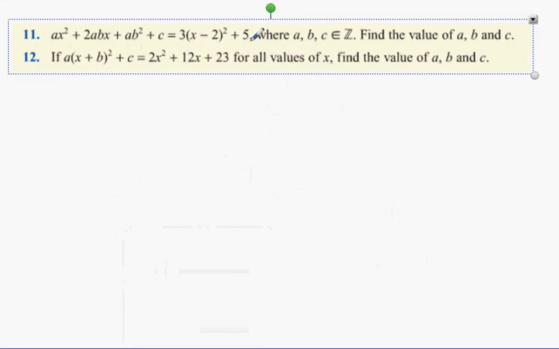Now 11 and 12 were, which one wasn't done? 11. Do you need 11 done? Alright.